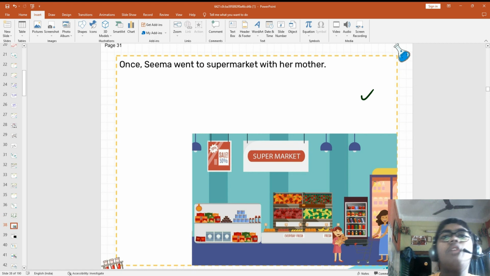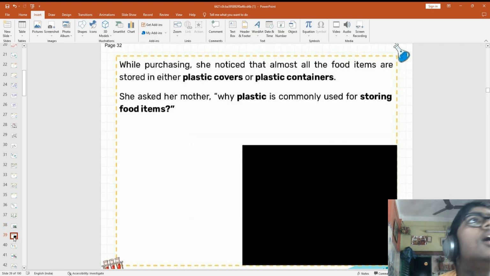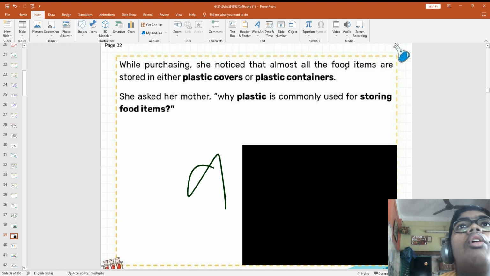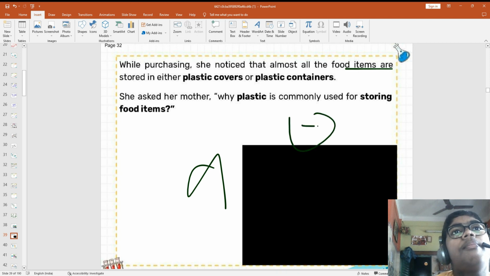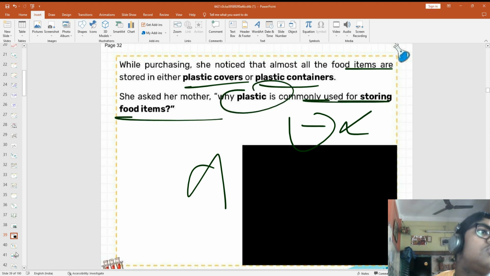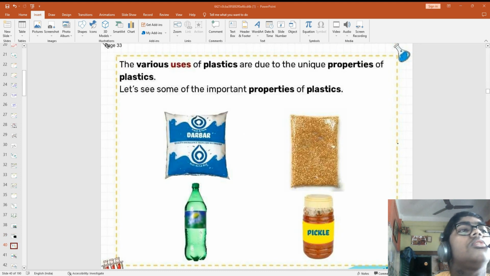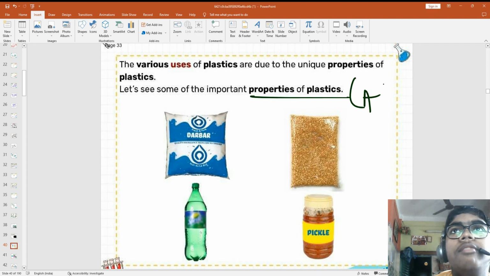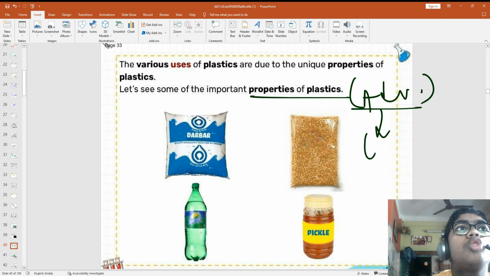Now Sima has gone with her mother to a supermarket. While purchasing, she noticed that all food items are stored in plastic coverings. Yes, plastic coverings or plastic containers. So she asked why plastic is commonly used. They are used for various uses because of its properties. It has many advantages. That's why it has become a choice of people.